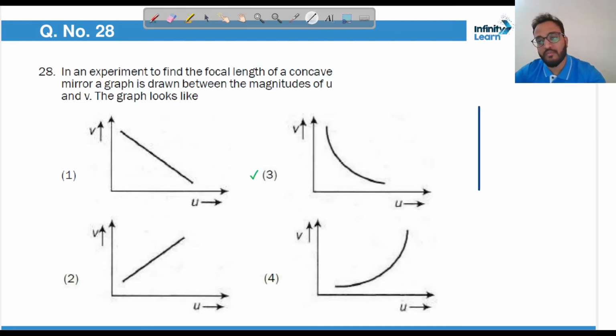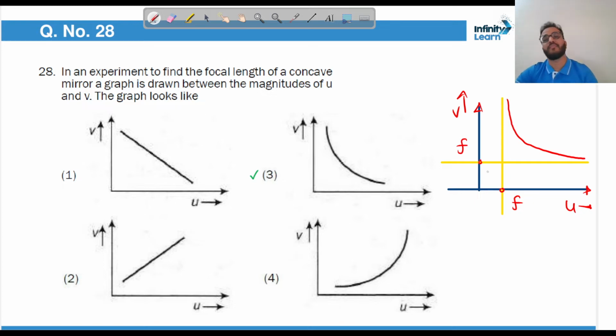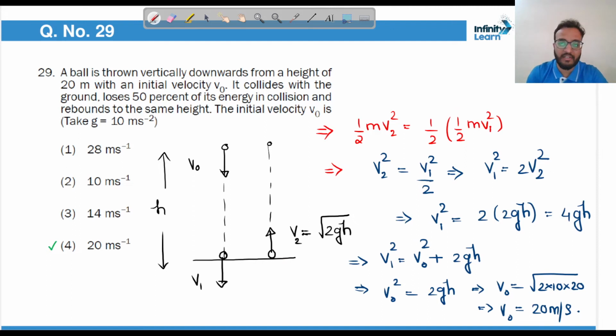Here it's very simple. I'll draw the graph for you. So no need to match anything here. Just remember the graph that I'm giving you. Okay. This is how the graph is drawn. If this is V and this is U, the graph is like this. Now this point is F, this point is F. So when U is F, the image is at infinity, and when the image is at F, U will be infinity. So this is the exact diagram. So which of the following matches? This is wrong, this is wrong, this is wrong. Obviously the third option is correct.